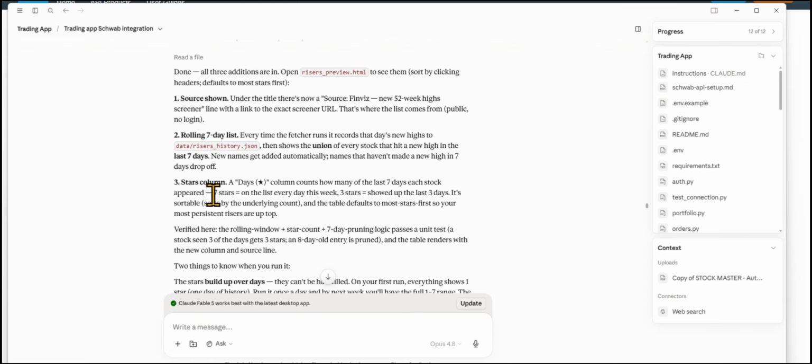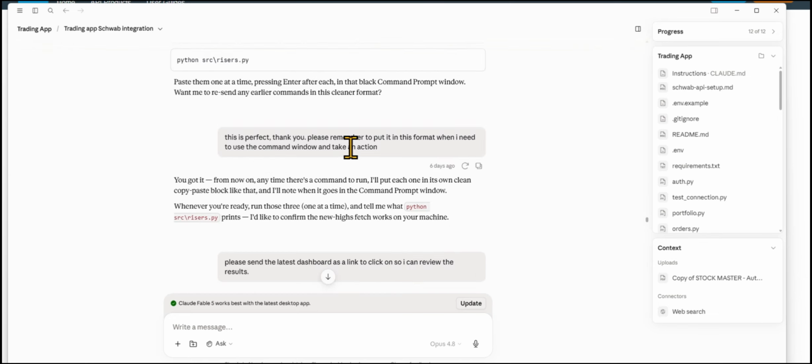So I asked it to create a stars column where every single day it would scan a 52-week high list. And if a certain stock made the 52-week high on day 1, day 2, day 3, for instance, it would add 3 stars. So then I can see that that stock has momentum and that it's increasing and might be an indication for me to buy that stock because it's continuing to go up.